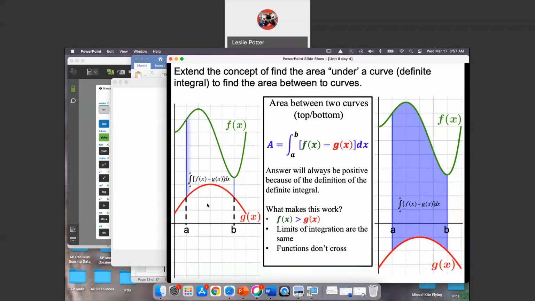So as we're sweeping this area across, I just want to reinforce that. Notice that as we sweep across like that, the green function f of x is always above the lower function g of x. So again, we've got no crossing here. And that has to be the case in order for the integrand to be positive. So that is definitely a really important concept there.